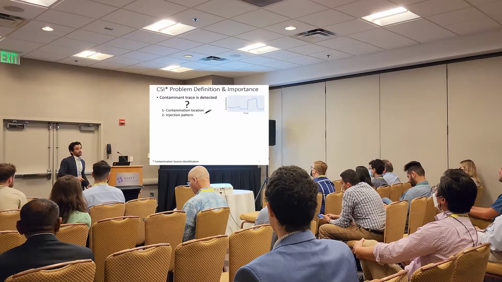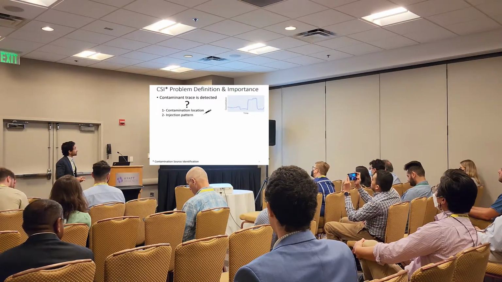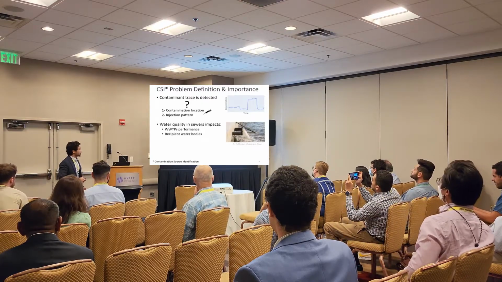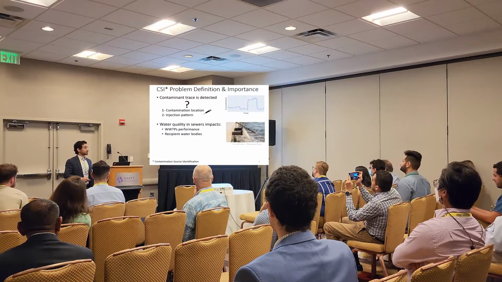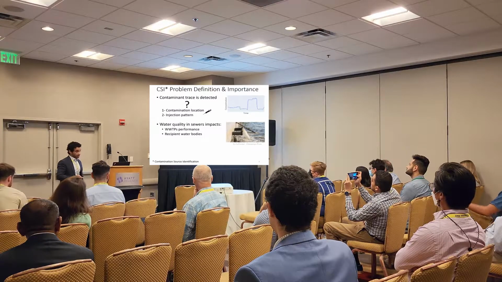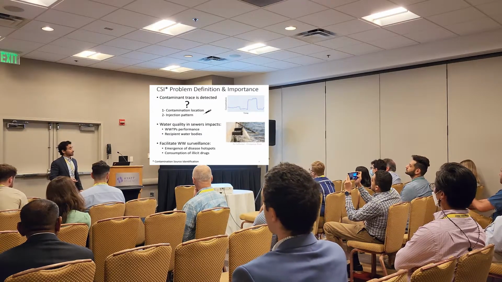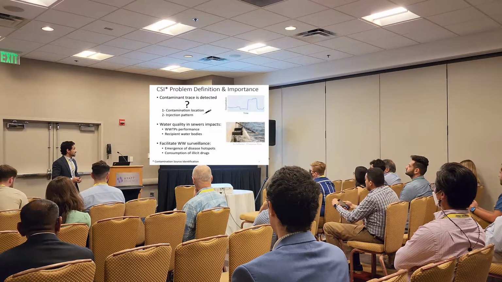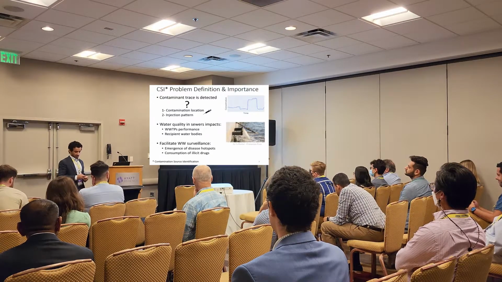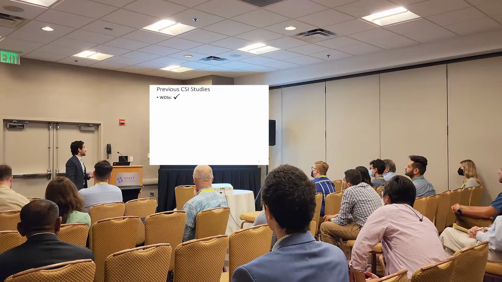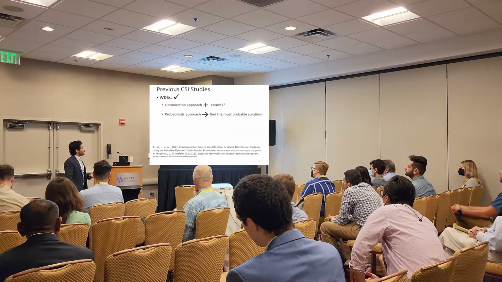After that, there are two questions. The first one: where is the contamination injection location, and what was the injection pattern at that location? We have to answer these two questions because the water quality in sewers impacts the wastewater treatment plant's performance and also the recipient water bodies. In addition, the solution of the CSI problem will facilitate wastewater surveillance to track emerging disease hotspots and the consumption of illicit drugs.